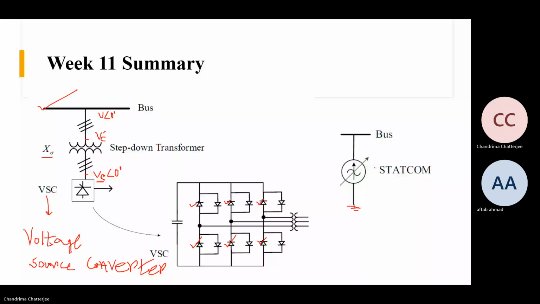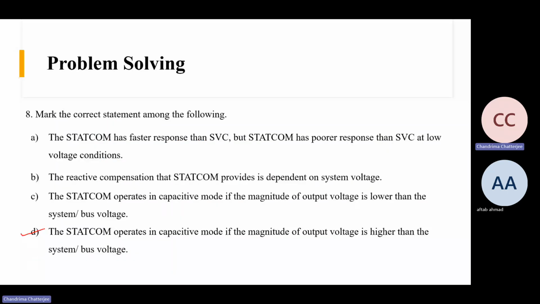Question number 8. Choose the correct statement among the following. The STATCOM has faster response than SVC, but STATCOM has poorer response than SVC at low voltage conditions. The reactive compensation that STATCOM provides is dependent on system voltage. The STATCOM operates in capacitive mode if the magnitude of output voltage is lower than the system or bus voltage. The STATCOM operates in capacitive mode if the magnitude of output voltage is higher than the system or bus voltage. Option D is definitely correct because when the output voltage of STATCOM is higher than the bus voltage, then it operates in capacitive mode.